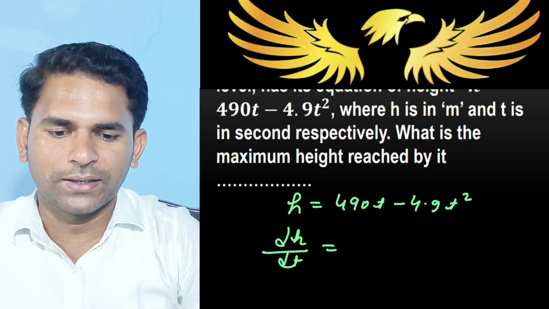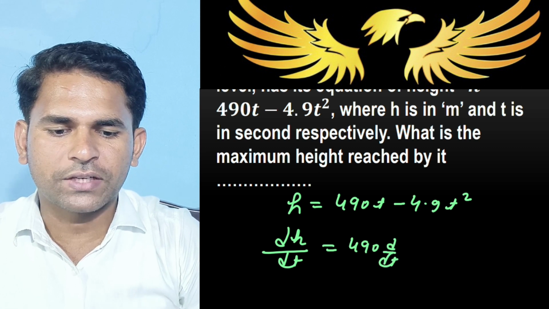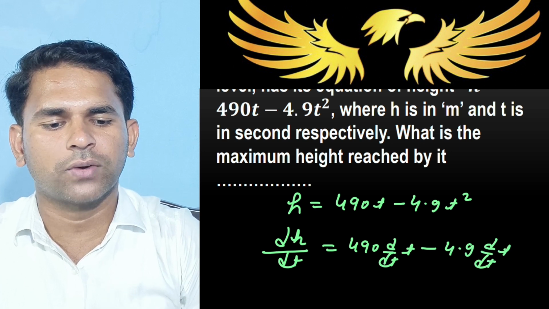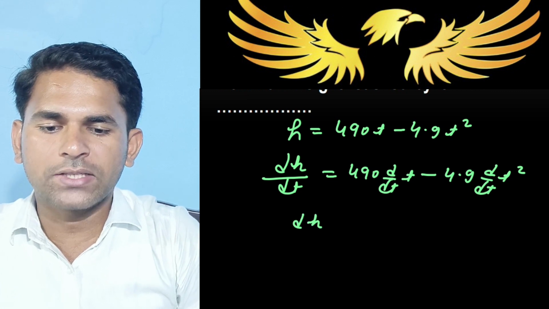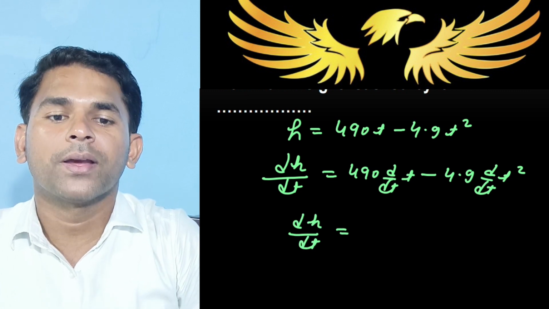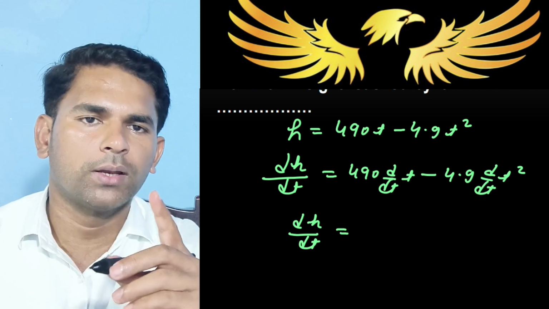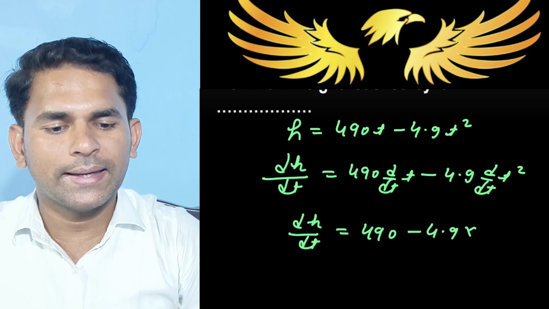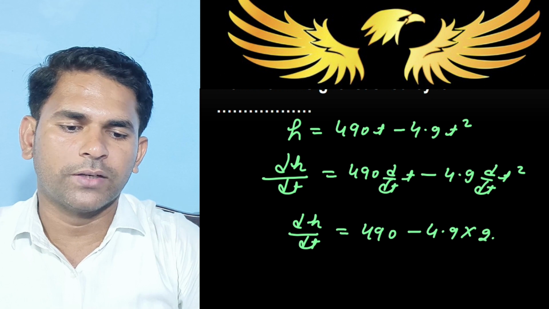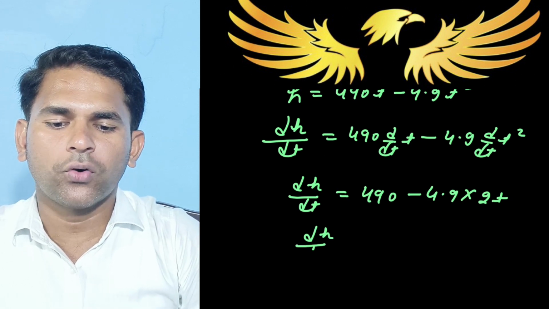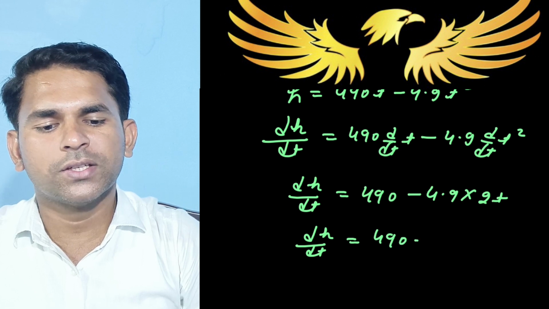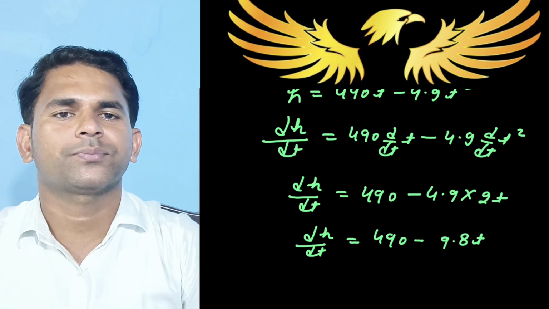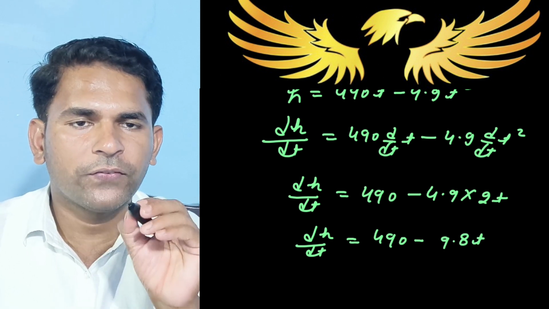So finally we can get 490 times the differentiation of t with respect to t, minus 4.9 times the differentiation of t square with respect to t. So dh over dt: the differentiation of t with respect to t gives 1, so 490 multiplied by 1 is 490, minus 4.9 into the differentiation of t square, which gives 2t. So dh over dt is 490 minus 9.8t. This is the differentiation value.